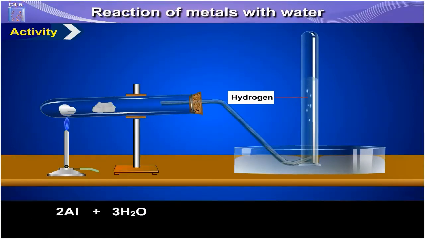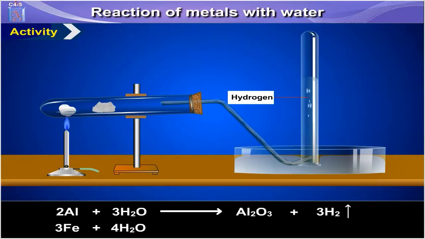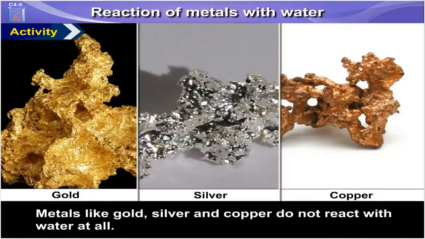2Al plus 3H2O gives Al2O3 plus 3H2 gas. 3Fe plus 4H2O gives Fe3O4 plus 4H2 gas. Metals like gold, silver and copper do not react with water at all.